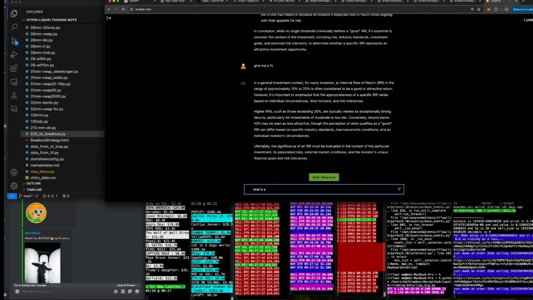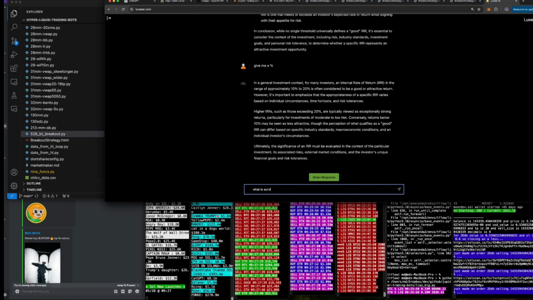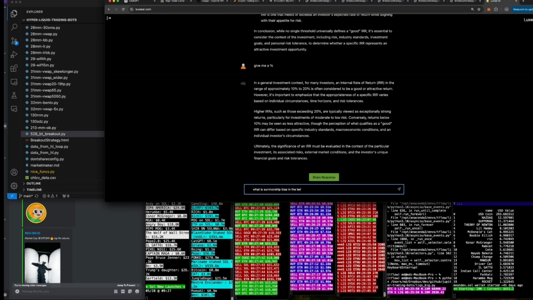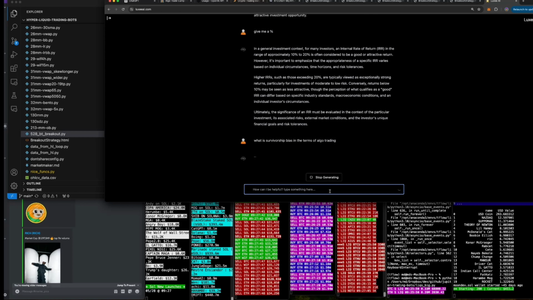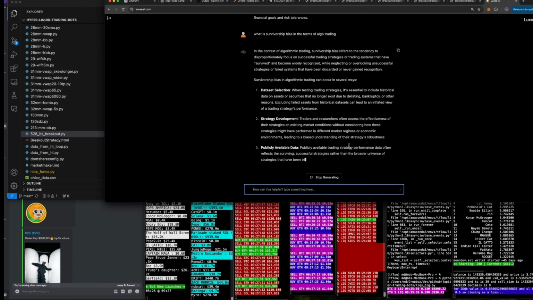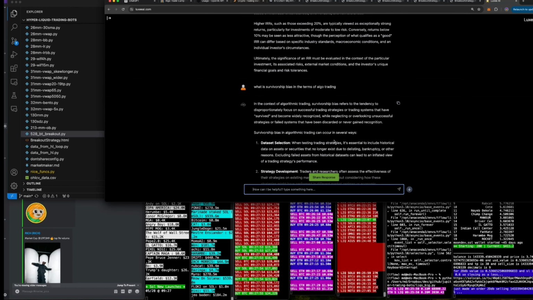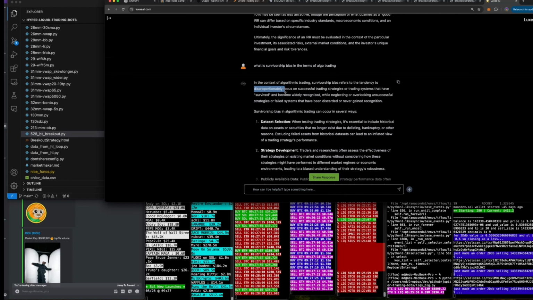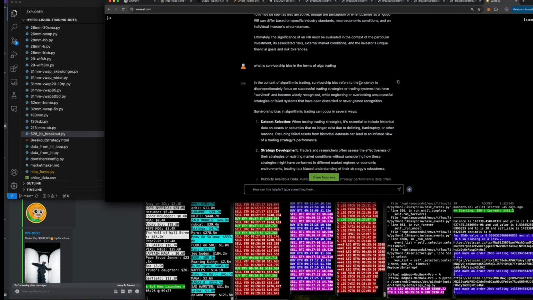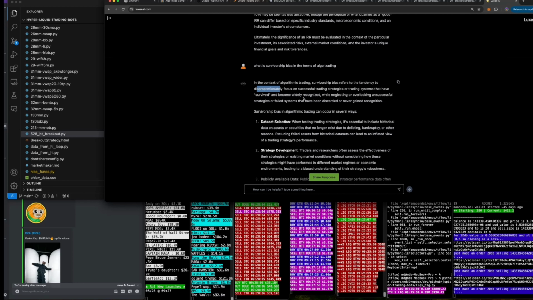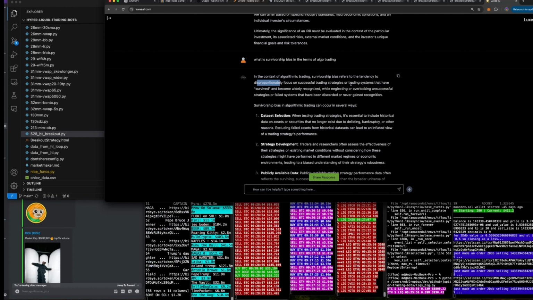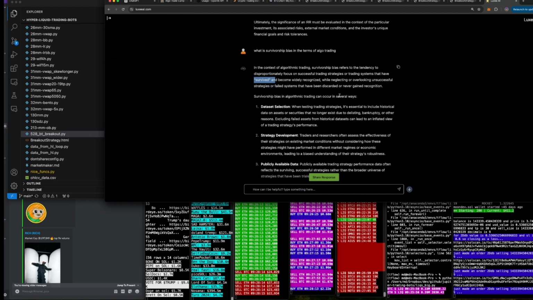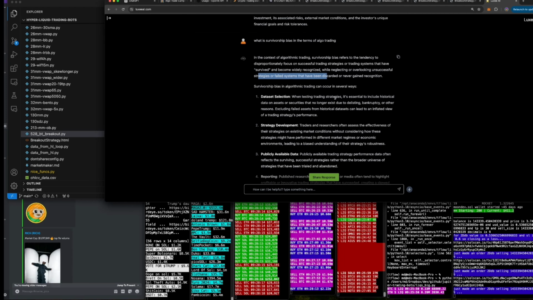What is survivorship bias in terms of algo trading? Survivorship bias, in the context of algorithmic trading, refers to the tendency to disproportionately focus on successful trading strategies or trading systems that have survived and become widely recognized, while neglecting or overlooking unsuccessful strategies or failed systems.